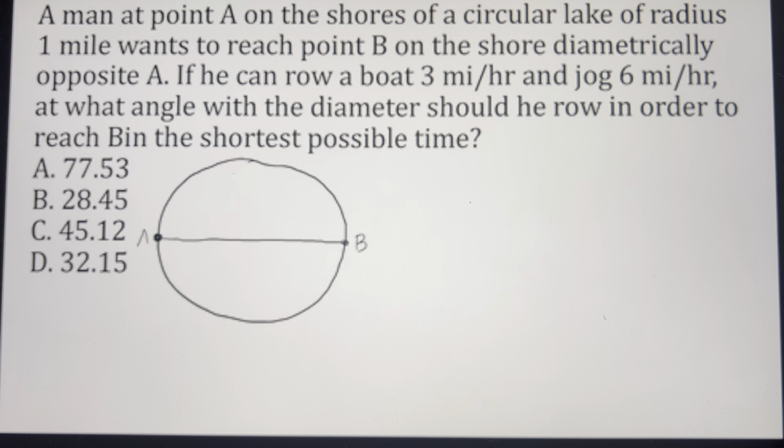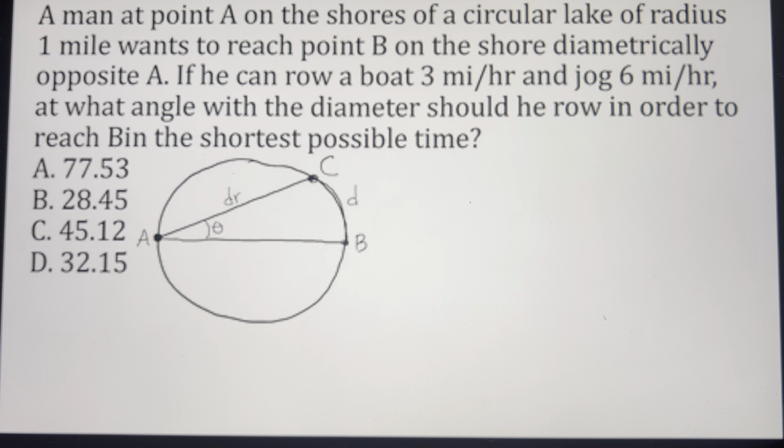So from A, let's say we want to reach point B. There will be a section where we will be rowing, and a section where we will be jogging. So let's say from point A, we will be rowing up to this point, let's say that is C. And we want to find this angle. This one is the distance that we will row, and from point C to point B is the distance that we will jog. And we want to minimize the time.